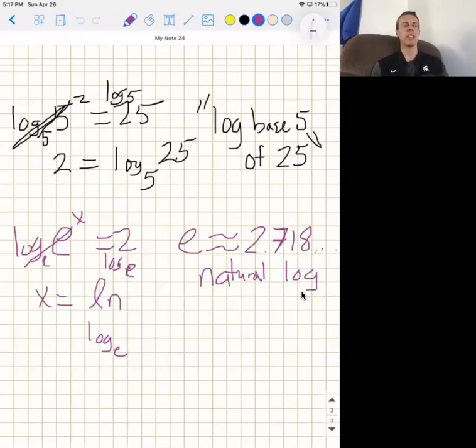So if you see that, just don't freak out. E is just a number. Treat it like any other number. And if you're taking the log with base e, it's natural log. Okay. That's about all I have for you guys.